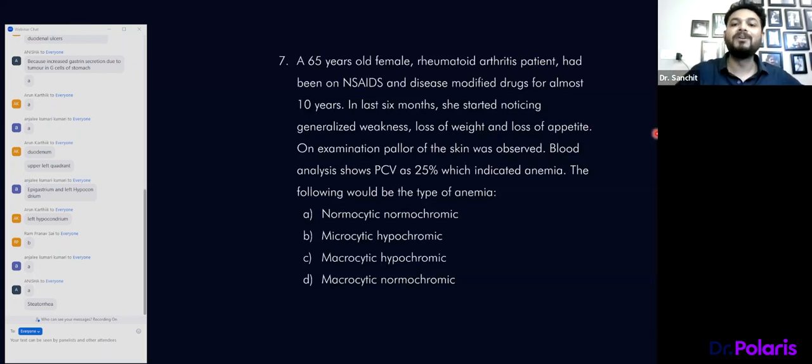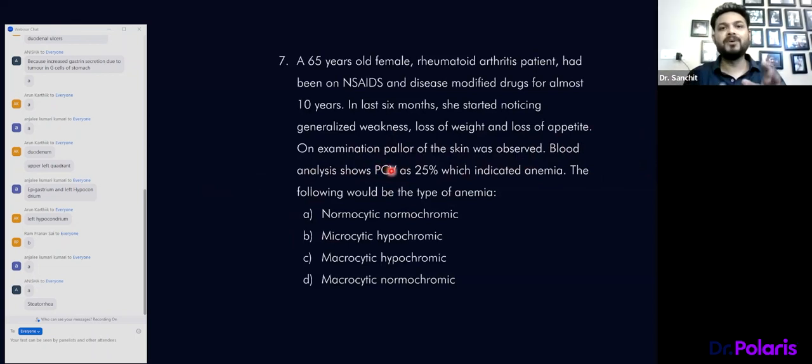Now you see what happened to this patient. On examination, pallor of the skin was observed. That means this patient was anemic. Pallor means anemia, paleness. Now, blood analysis was done. In our blood analysis, we have a parameter called packed cell volume. There is something called hemoglobin. We have packed cell volume.